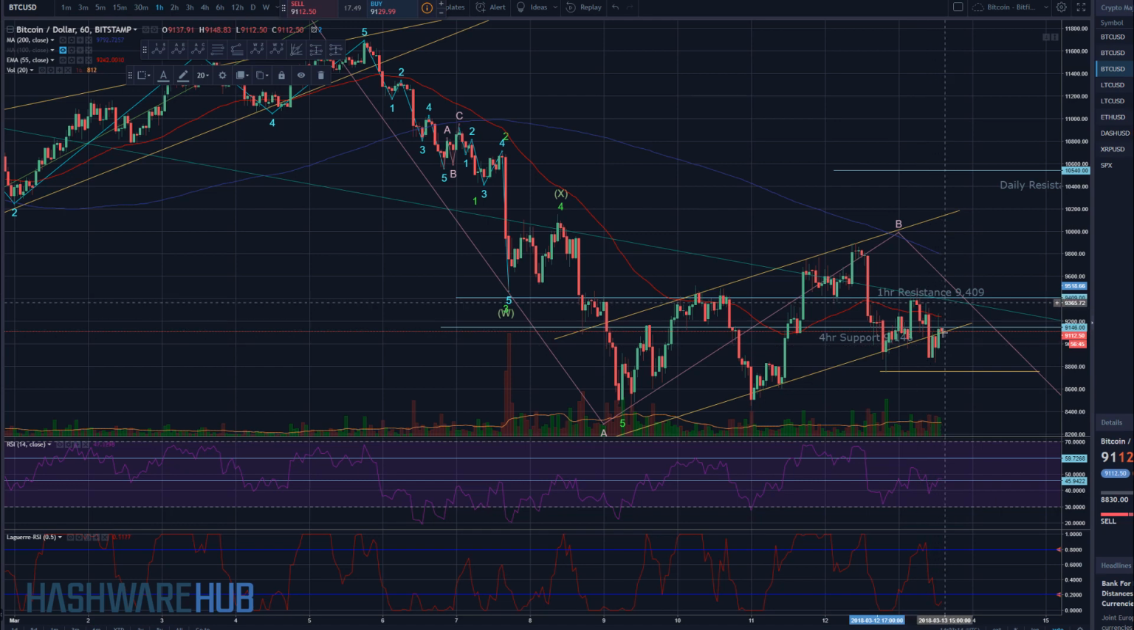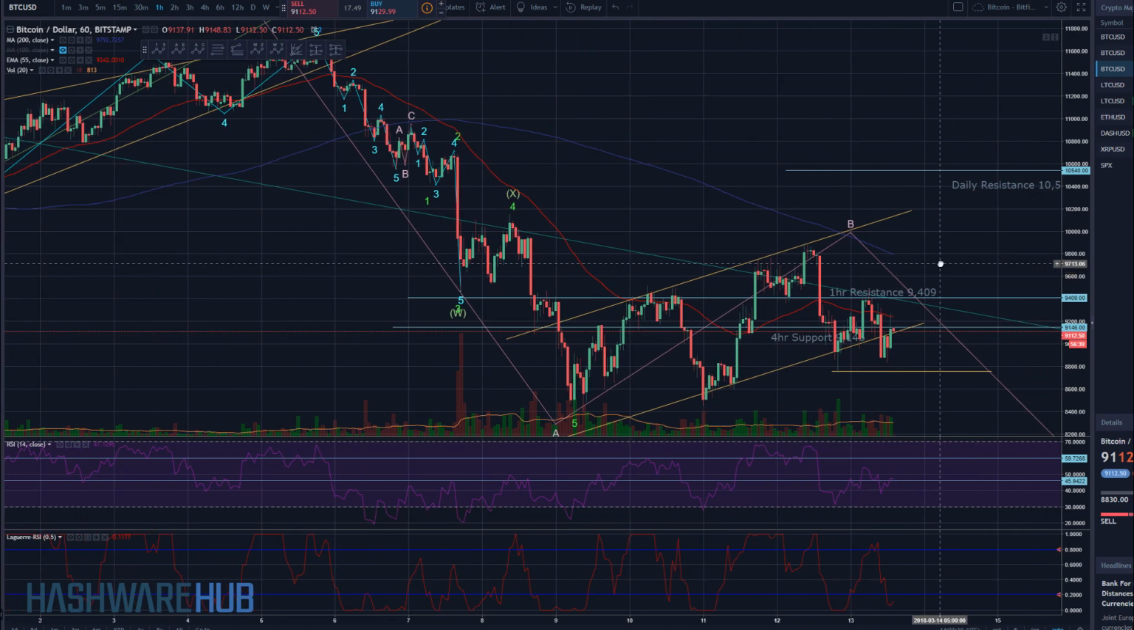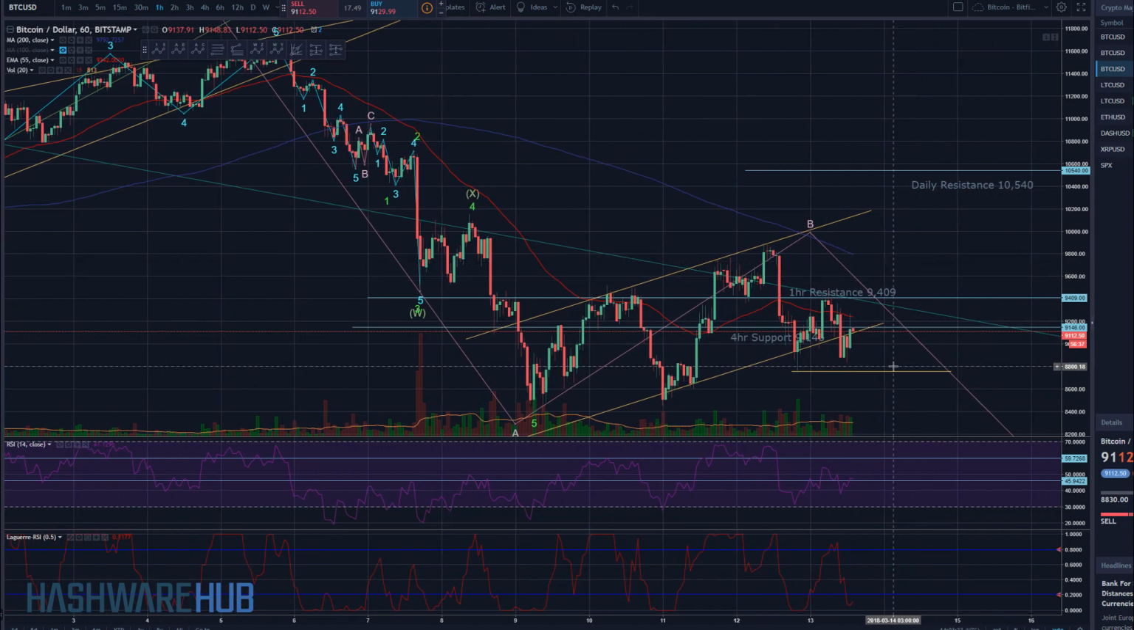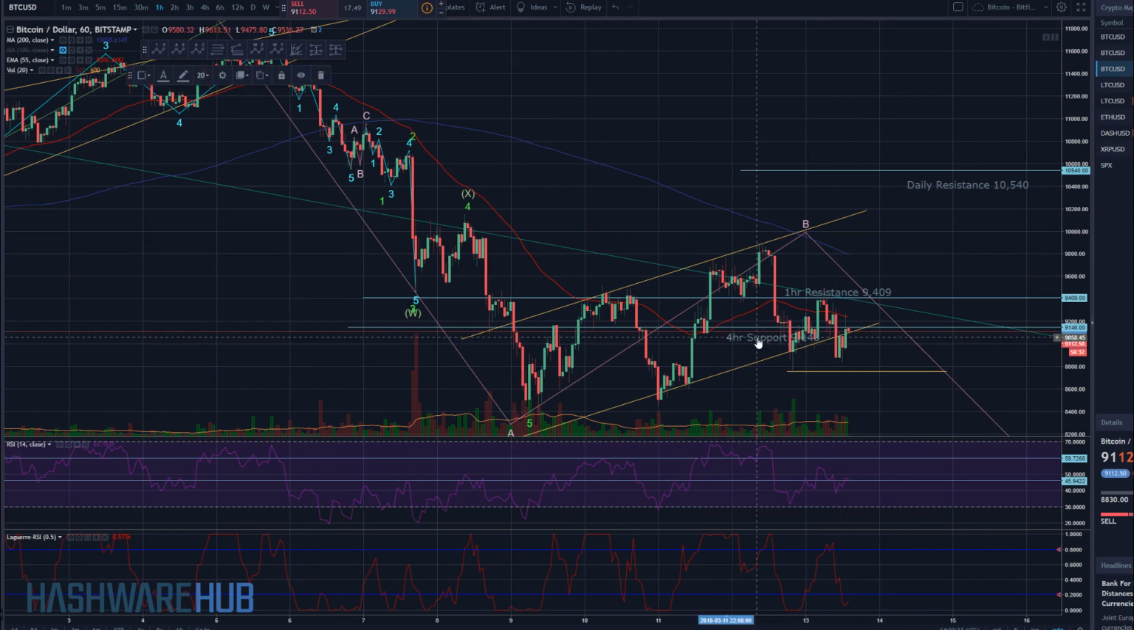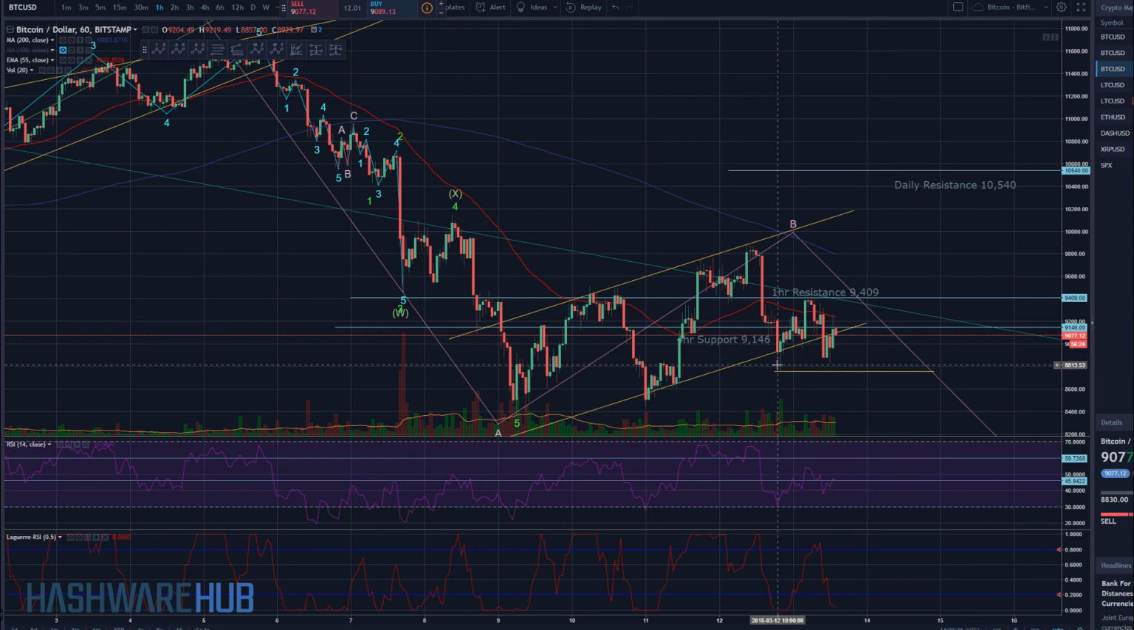So if we're moving up much higher above it, then maybe we'd be looking for more of a bullish count. The 4 hour support, we're kind of keeping it the same as it's been. It's about 9,146. I know it's not really acting as support right now. It's acting as resistance, and that's the reason why we're keeping it in. But the reason why I'm calling it support is because that's the way we had brought it up from the beginning.